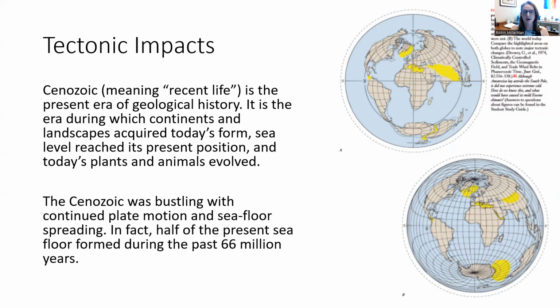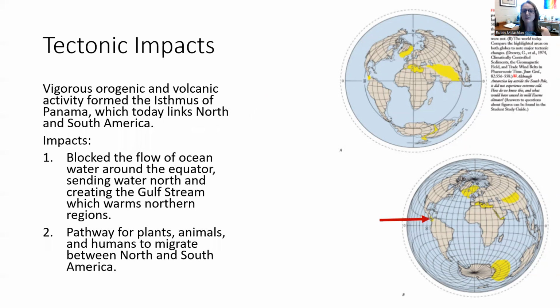This was also a time of a lot of seafloor spreading and a lot of plate motion. In fact, about half of the present seafloor was formed over the past 66 million years. So half of the seafloor that exists today was created during the Cenozoic. Now we're going to go through several important tectonic events that happened during the Cenozoic.